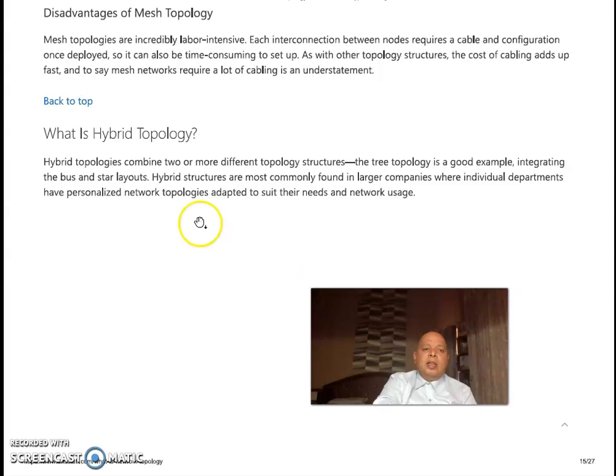Coming to the last topology, that is hybrid topologies. So far we have seen the ring topology, star topology, bus topology, then mesh topology. Hybrid is a combination of all these topologies. It is nothing but a combination of two or more different topology structures. It could be a tree, then bus might be there, or star might be there in the same topology. So this is a very practical topology.